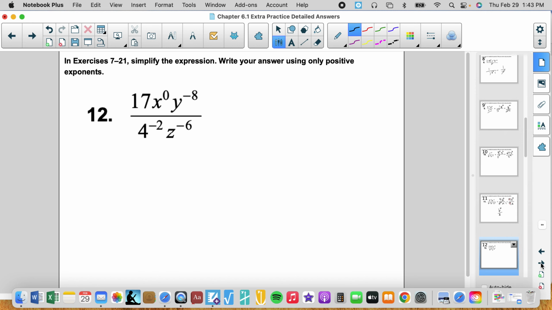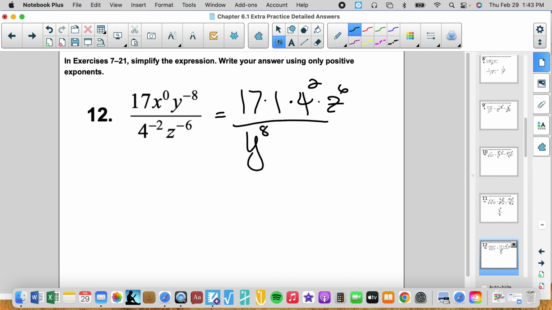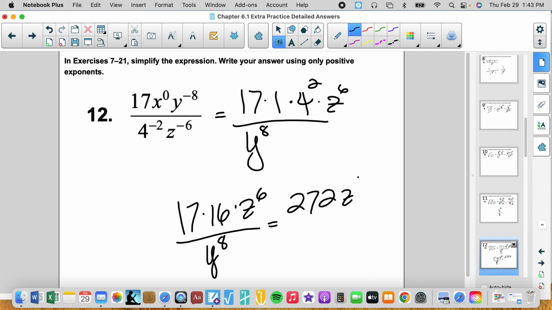So now we have to start simplifying things. 17 is outside by itself. X to the 0 is 1. Y to the negative 8 goes down in the denominator. 4 to the negative 2 goes up. Z to the negative 6 also goes up. So 17 times 1 is 17. 4 to the second is 16. Z to the 6th, y to the 8th. 17 times 16 gives us 272. 272, z to the 6th, y to the 8th.